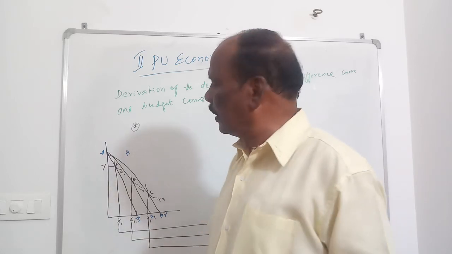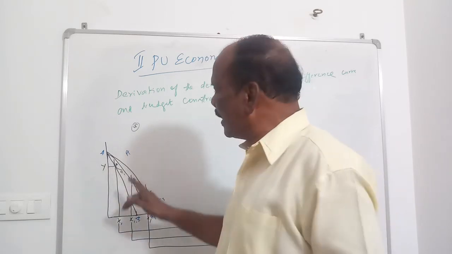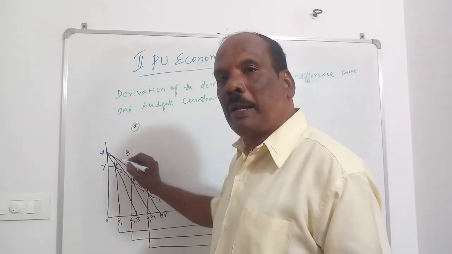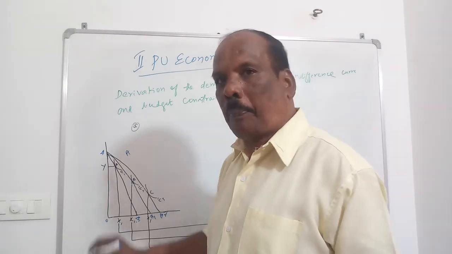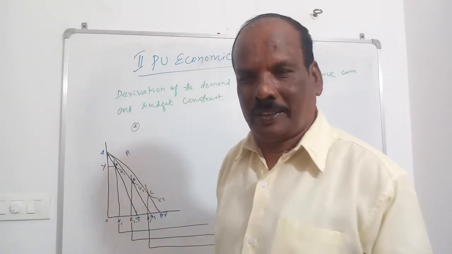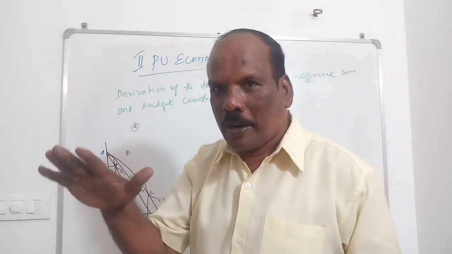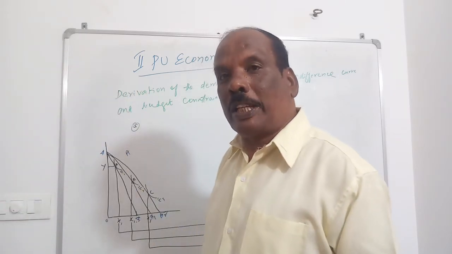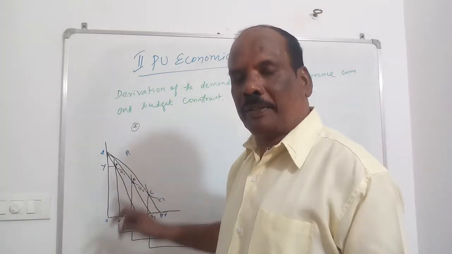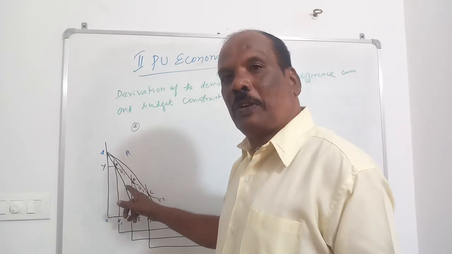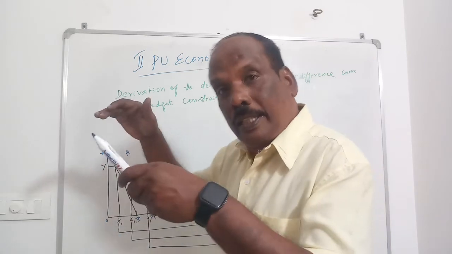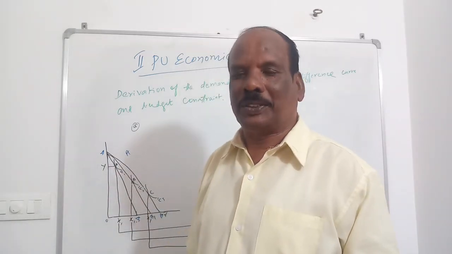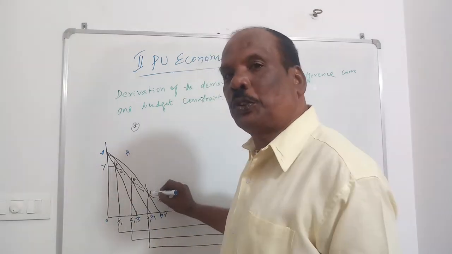Now let us see what happens when the price of commodity X falls. That was the equilibrium point here. Suppose the price of commodity X falls, so you will have more purchasing power. When the price of the commodity falls, according to the law of demand, the demand for the commodity increases. So the equilibrium point shifts to B. There is another equilibrium point, B. Even if the price of the commodity is reduced further, it falls again, and the equilibrium point moves to C.